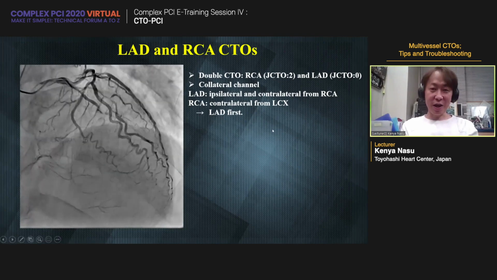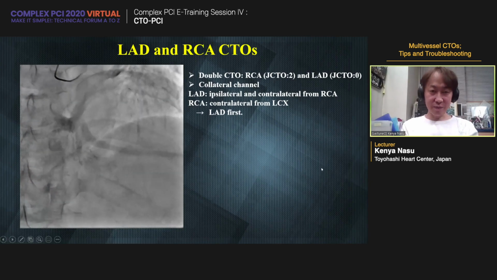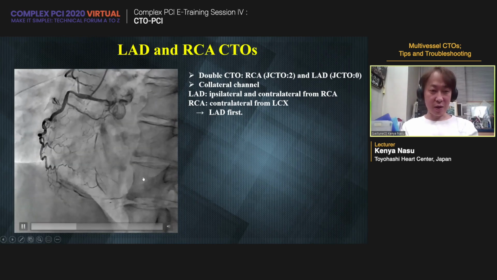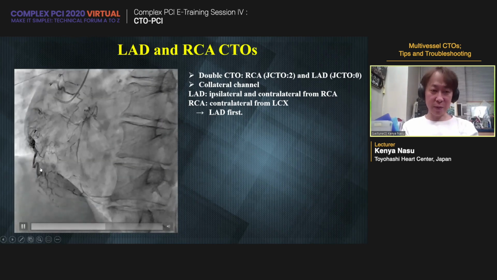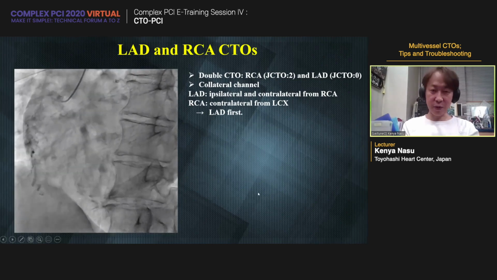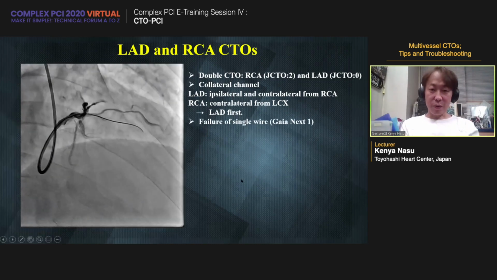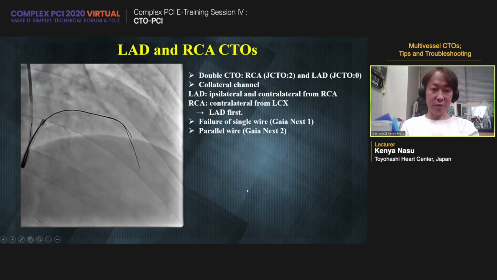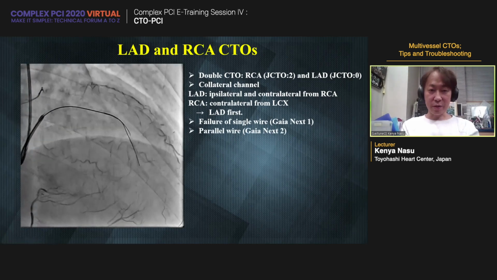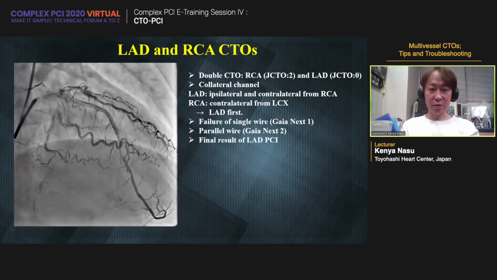In this case, the RCA has a J-CTO score of 2 and the LAD has a J-CTO score of 0, a very short lesion. So this is the RCA. The RCA supplied some collateral to the LAD. That's why I started from the LAD intervention first. After failure of the single wire, the parallel wire worked well. We recognized the LAD. This is the final result after stenting.